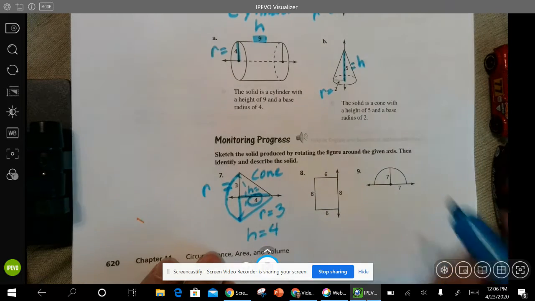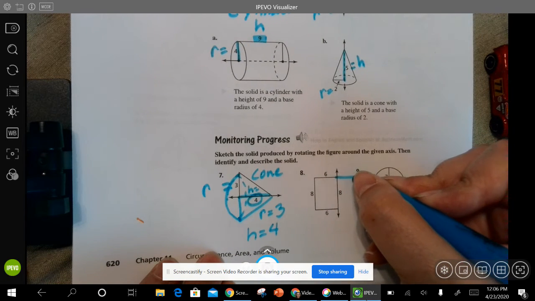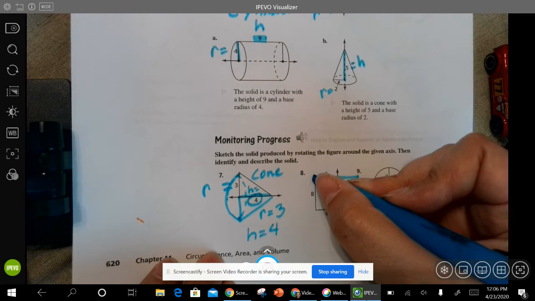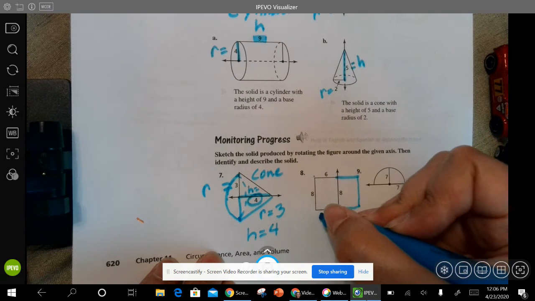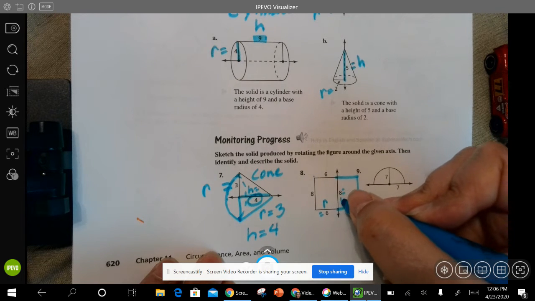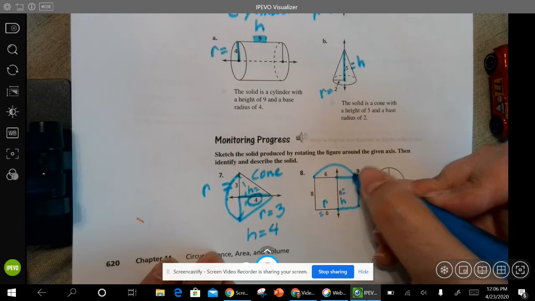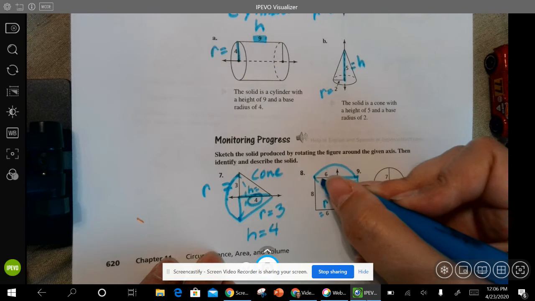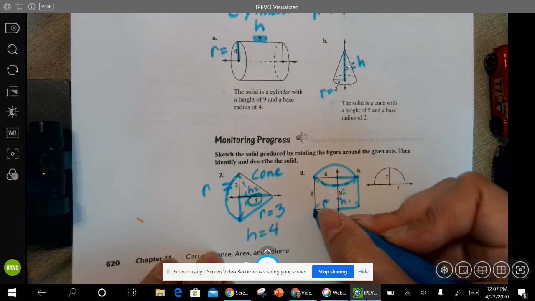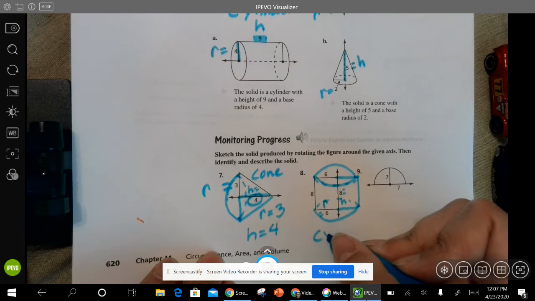For this one, remember, draw it on the other side. Everybody, draw these out. That means 6 is our radius and 8 is our height. So this is a cylinder.